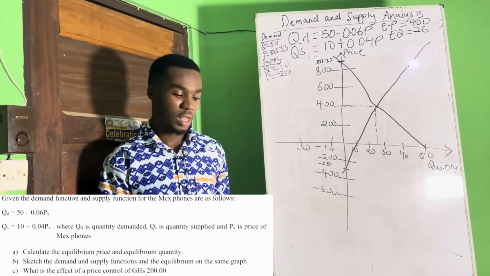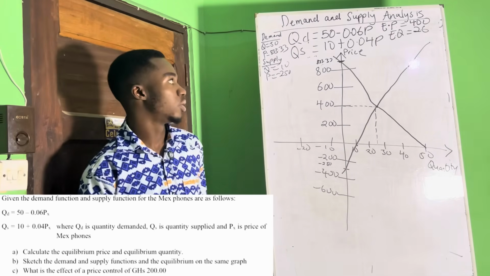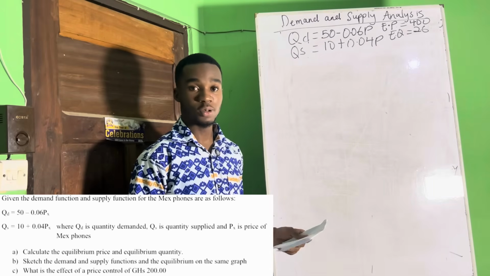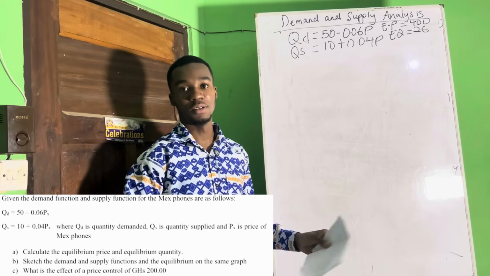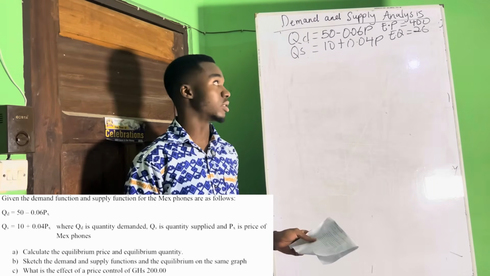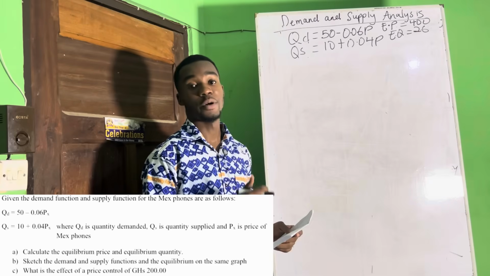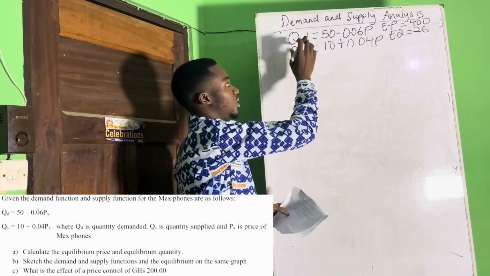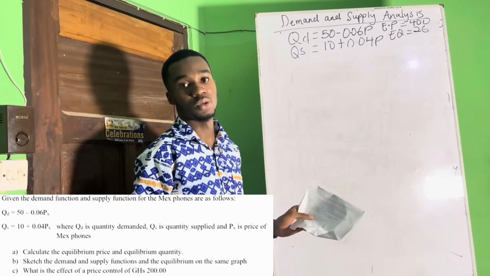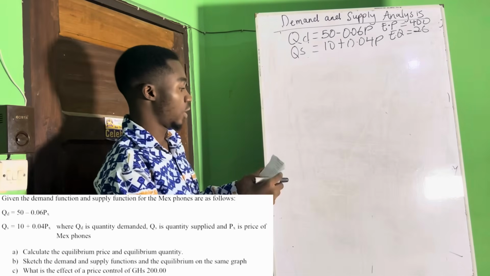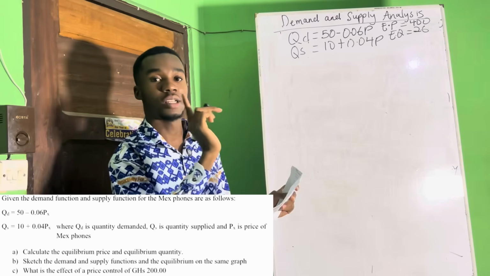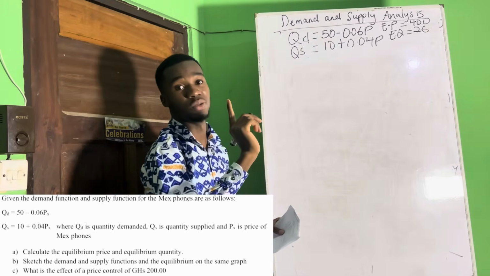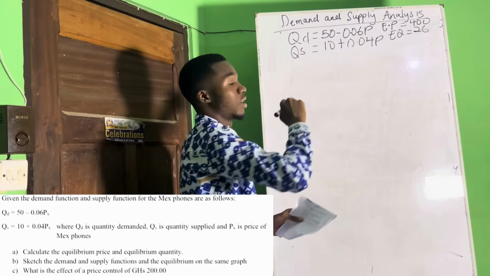So now let me clean the board and I'll show you what to do anytime they give you a price control. As I was saying, a price control is a price that the government gives you to sell your products. So anytime they give you a price control in exams, just substitute it into the demand function and the supply function. That's all. They said a price control of 200 cedis, so you substitute it into the demand function first, then into the supply function.